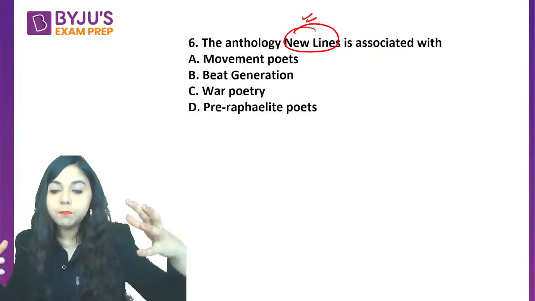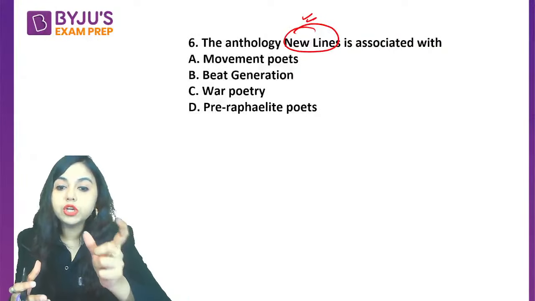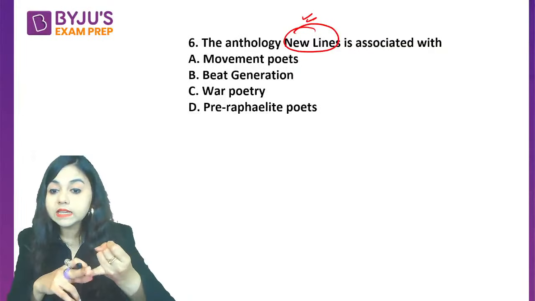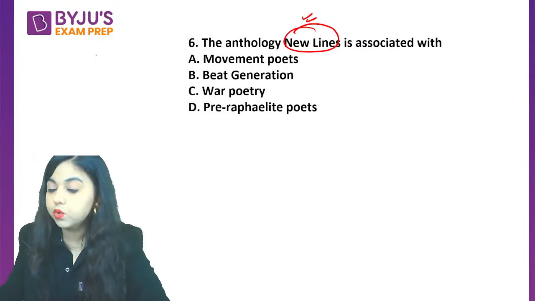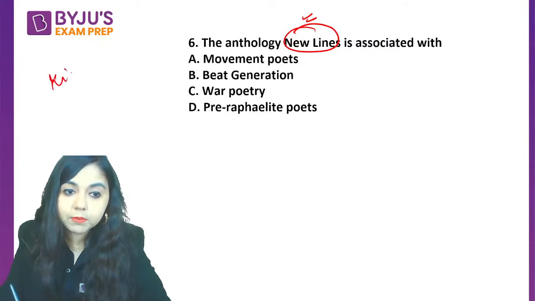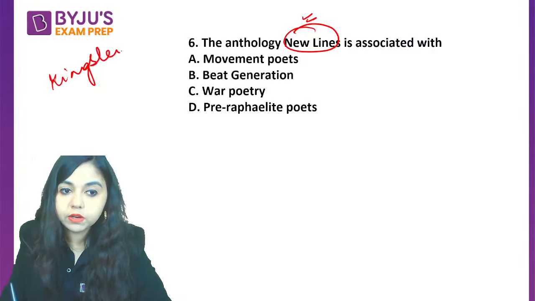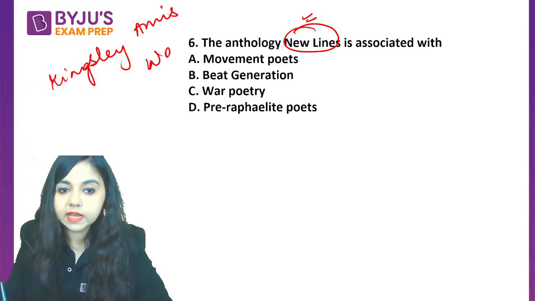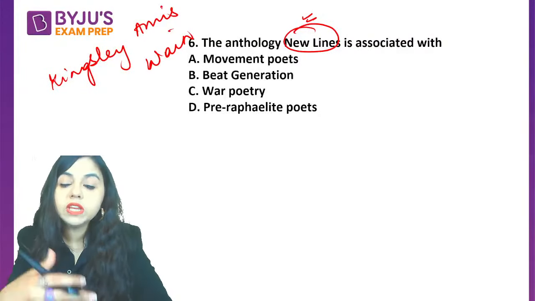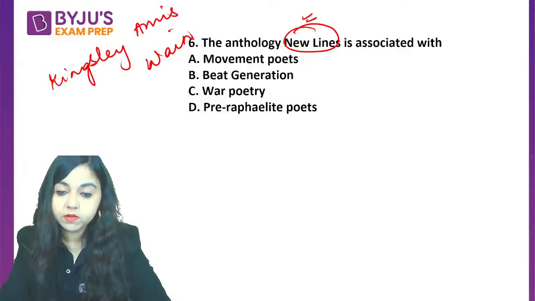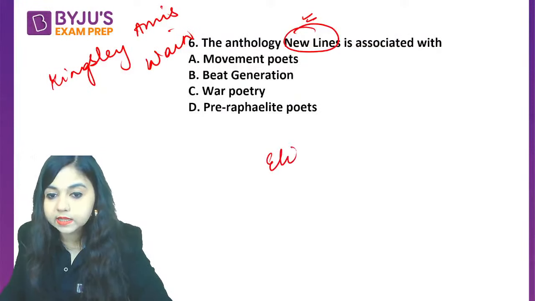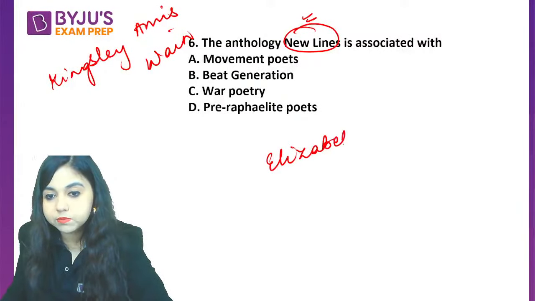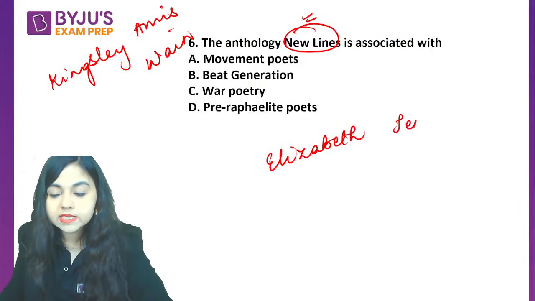They were actually publishing their poems in the anthology called New Lines. Writers like Kingsley Amis, John Wain, you can make a list of this as well. All of these are your Movement group of writers. Philip Larkin, Elizabeth Jennings is there. This question actually comes in your exams also.